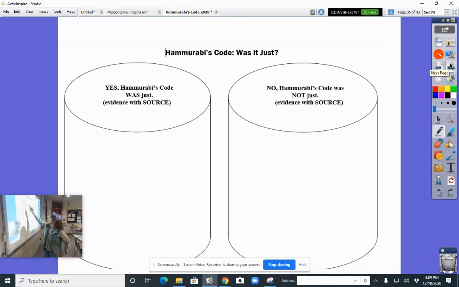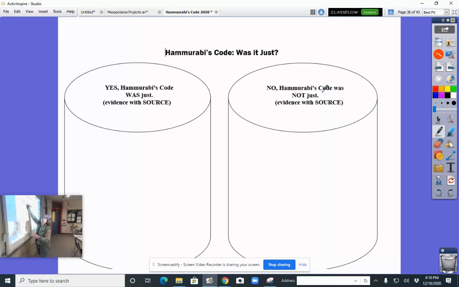So you'll notice that we have, on this side, remember what you're going to be doing is you decide whether they are fair or not fair, just or not just. And you're going to be making a claim. These are the claims right here. This is a claim. Yes, Hammurabi's code was just. No, Hammurabi's code was not just.